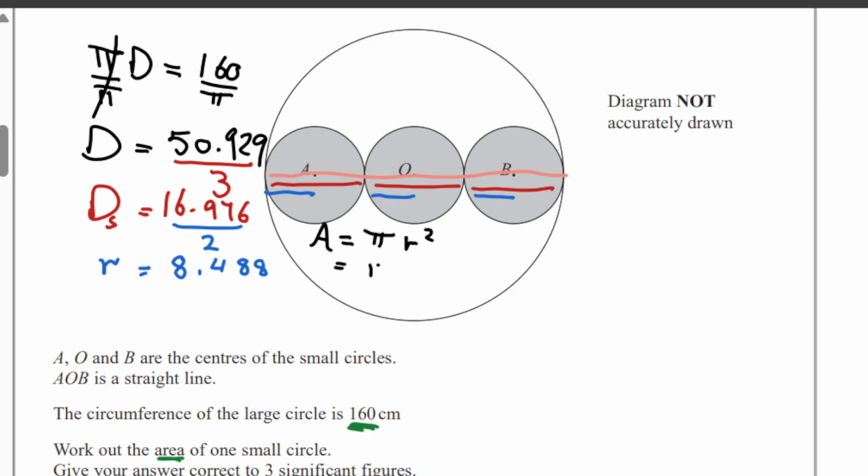So it's going to be pi times 8.488 squared. Now plug that in your calculator. It gives you the area to be 226.353.